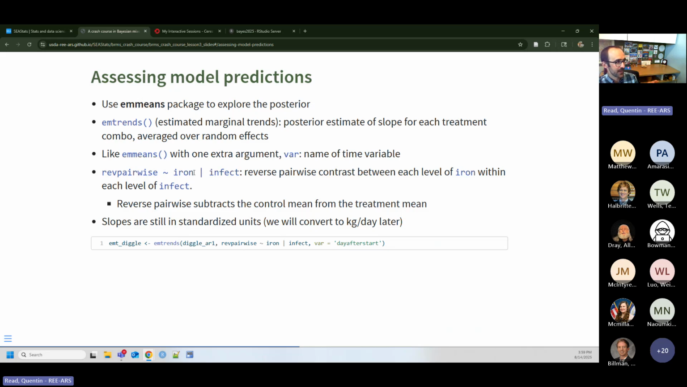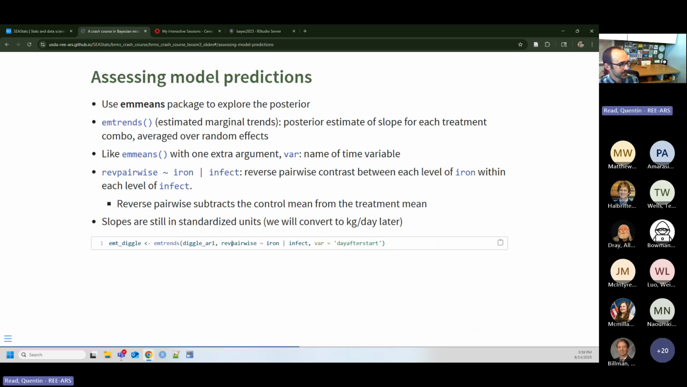within each level of infection. So pipe infect, meaning in the infected animals, is there a difference in the slopes for iron versus no iron? In the non-infected animals, is there a difference in the slopes for iron versus no iron? And the slopes we're going to get are still in those standard deviation units. We're going to go back later and convert them into our kilograms per day units that would be more interpretable.